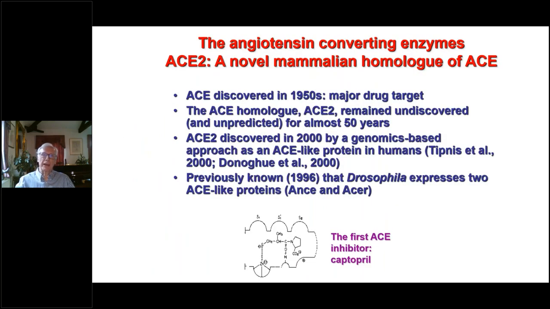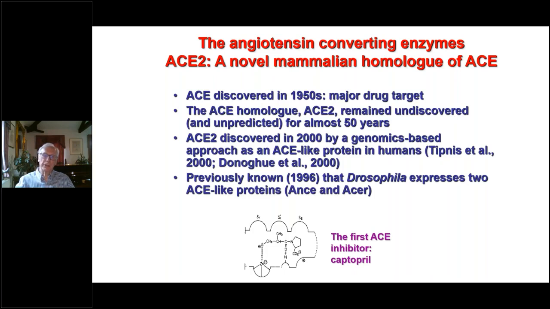So where does ACE2 come into this? ACE, as you will have seen, was discovered in the mid-1950s, and since that time has been a major drug target. However, the homologue ACE2, as it became known, remained undiscovered and pretty much unpredicted for almost 50 years. We set about looking for a homologue for ACE because we knew that peptidases often existed in small families. We had worked on ACE for many years. Another peptidase family, the neprilysin family, has multiple members. So as the human genome sequence was close to completion, we began searching for possible homologues in the genome databases. In this way, we identified an ACE-like cDNA and cloned and expressed the protein and produced a detailed characterization of the enzyme in 2000.